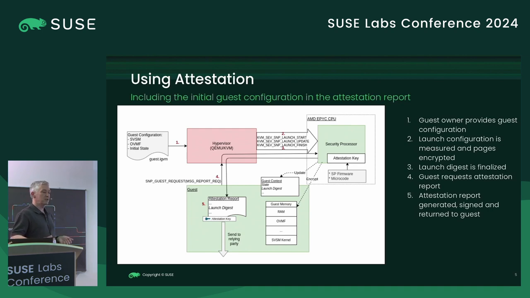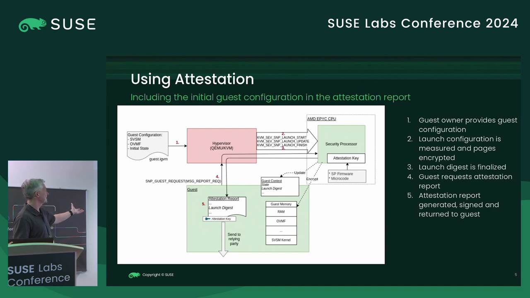At any point of that launch process, the guest is able to request an attestation report, or it might choose to request an attestation report. And it can't talk to the security processor directly. There's no direct path in there. So what happens is it has to go via the hypervisor. But of course, we're trying not to trust the hypervisor.